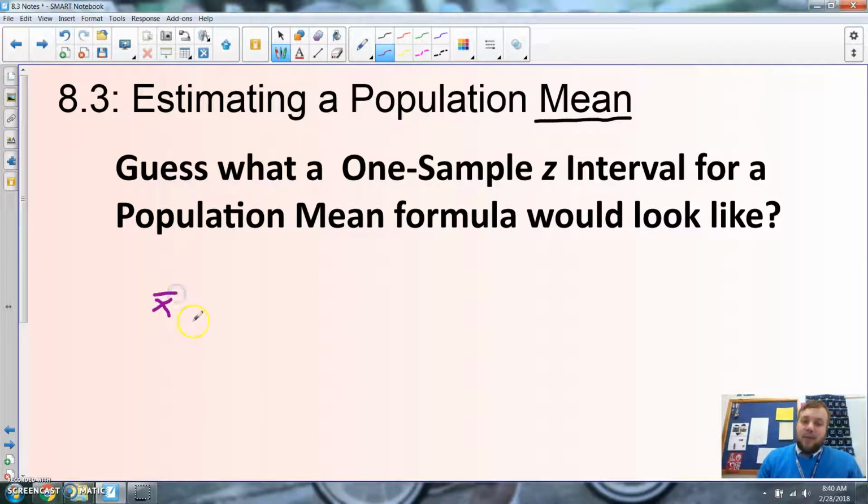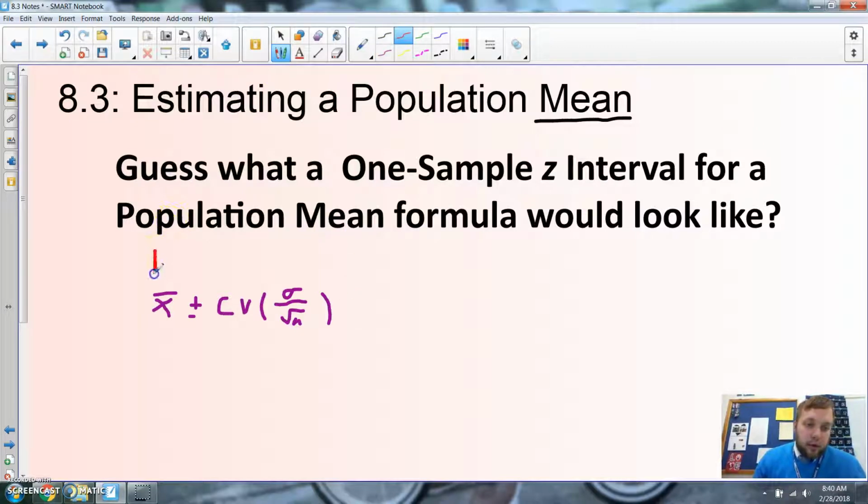This is the symbol for mean, plus or minus your critical value times your standard deviation. But remember, your standard deviation looks a little different for means. Standard deviation for means is your standard deviation divided by the square root of your sample size, n. Like that. All right?